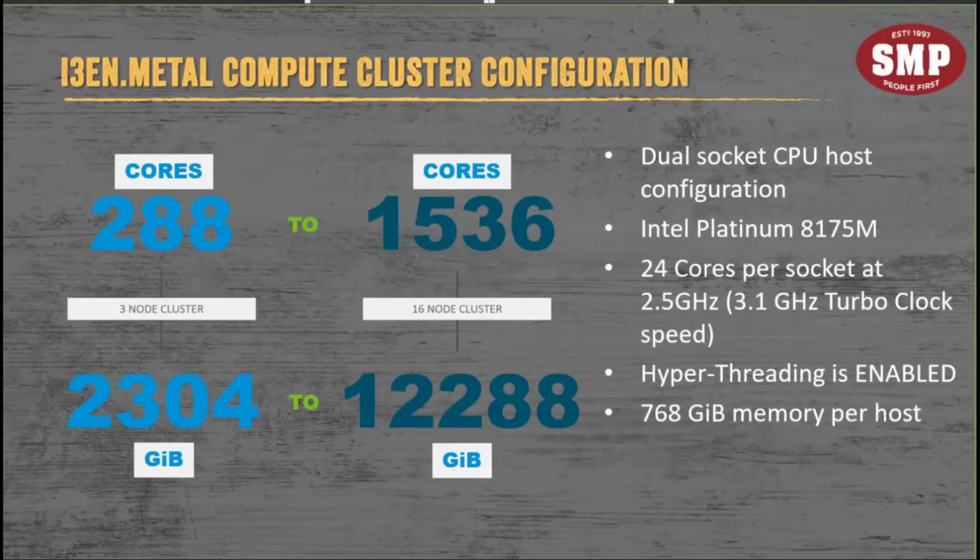All right, so you can see here that you're going to end up with 288 cores and a little over 2 TB of memory associated with a 3-node cluster, going all the way up to 1536 cores and 12 TB of memory in a 16-node cluster. These are dual socket Platinum boxes, 8175, so that's 24 cores at 2.5 gigahertz. Hyperthreading is enabled on these because it's a newer processor, so it doesn't have the same security vulnerabilities. And there's 768 gigs of memory per host.